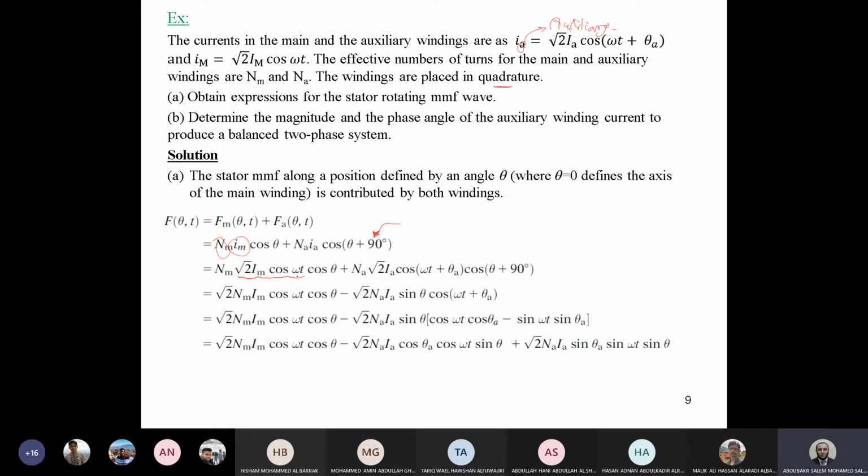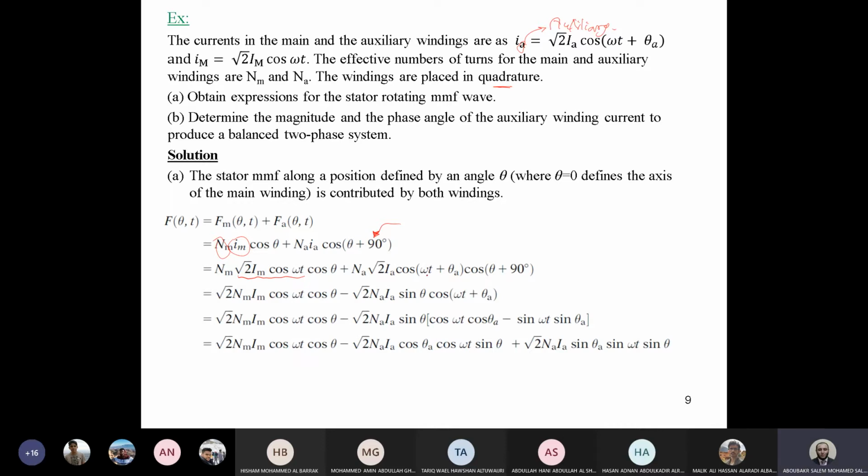This is now the MMF for forward flux, and for the backward it will be NA, auxiliary, multiplied by square root of 2 IA, which is the RMS value of auxiliary current, cosine omega t plus theta. This is the function of current multiplied by cosine theta plus 90.